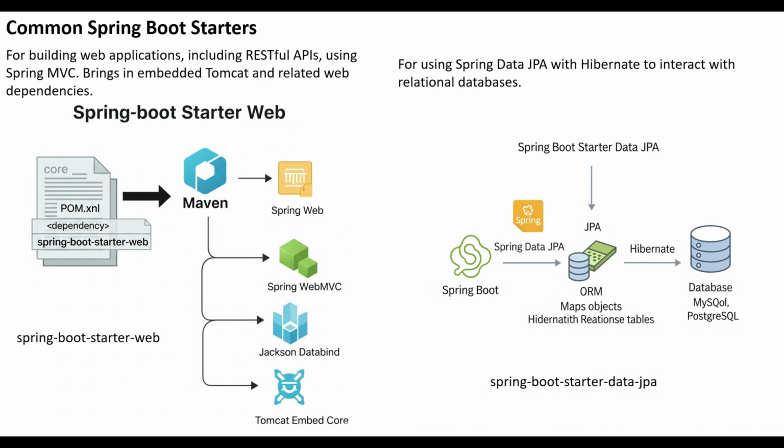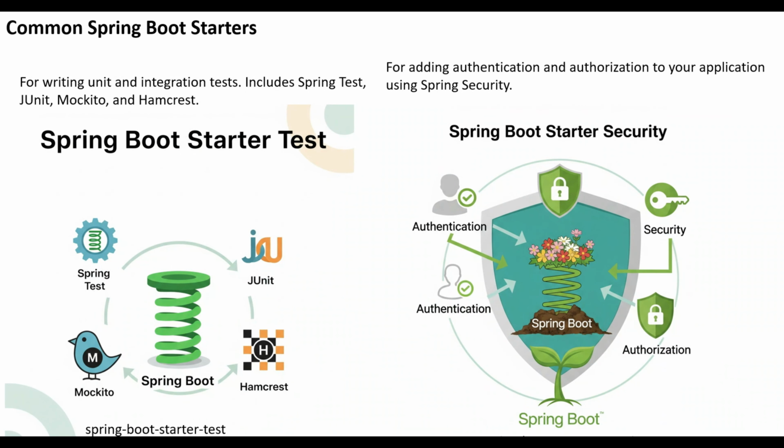Then comes the Spring Data JPA. If you are doing the development of database connection with the help of Hibernate or with a relational database, you can use this dependency. Then comes the testing starter, which is used for writing unit test cases and integration testing. It will include Spring Test, JUnit, Mockito, and Hamcrest. So it will include all this. Then comes the security starter. It is used for adding authentication and authorization for your application with Spring Security. Then comes the Spring Boot validation.